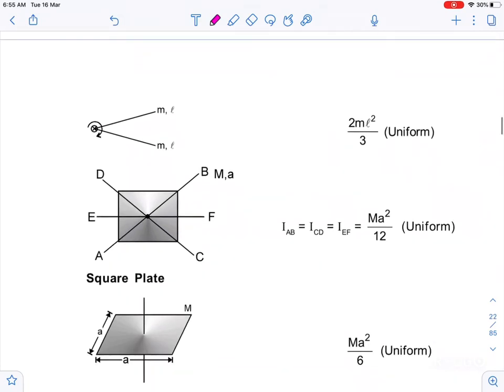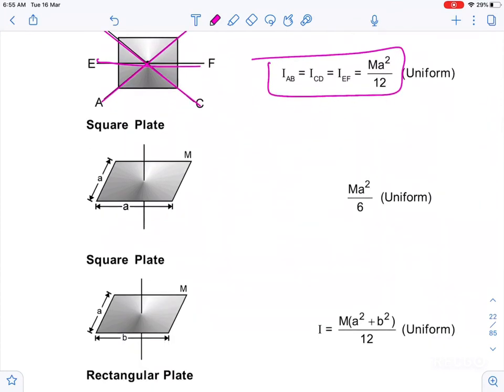Now, if you use the parallel axis and perpendicular axis theorems, you can find this result about any axis. This question was also asked in JEE this year, moment of inertia about this different structure. So that is Ma square by 12 for I_AB. See, this is I_AB, I_CD and I_EF. Also this Ma square by 12.